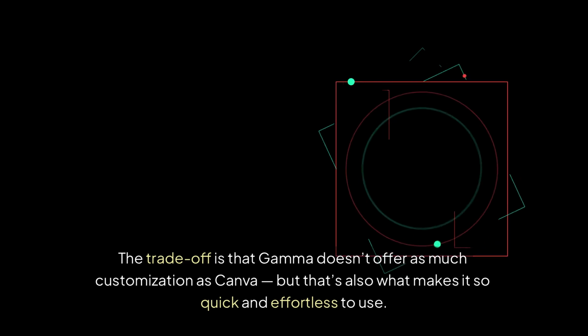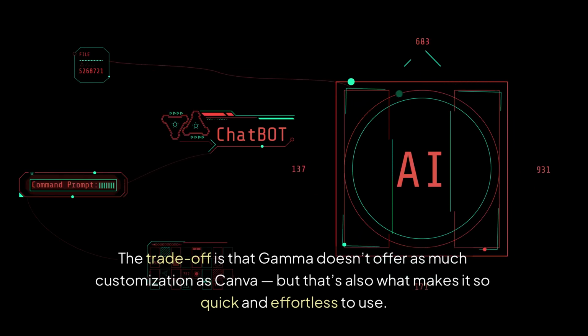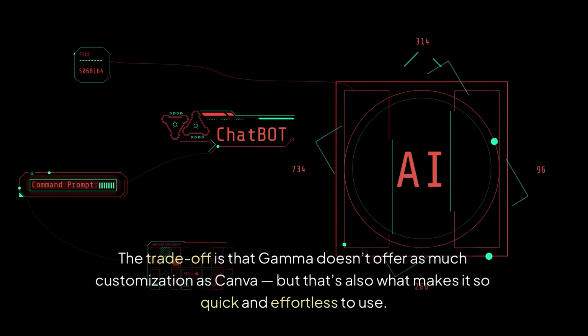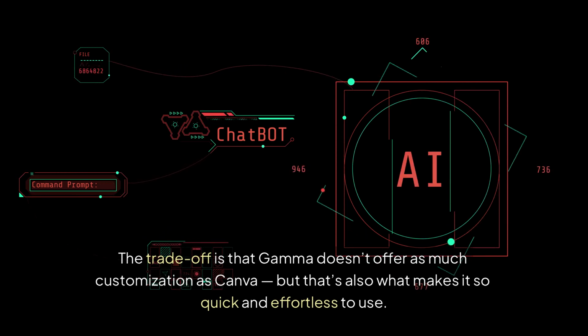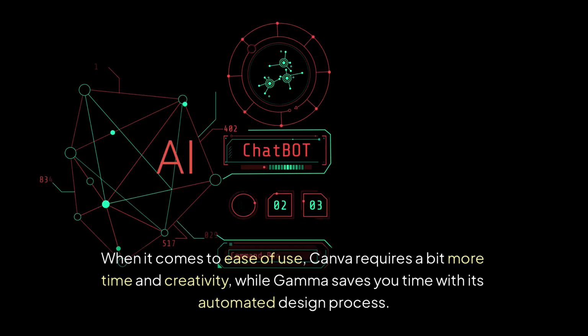The trade-off is that Canva AI doesn't offer as much customization as Canva, but that's also what makes it so quick and effortless to use. When it comes to ease of use, Canva requires a bit more time and creativity, while Canva AI saves you time with its automated design process.